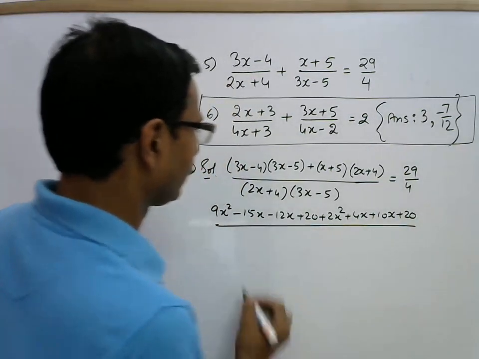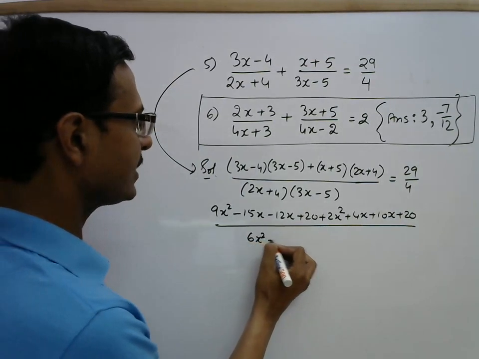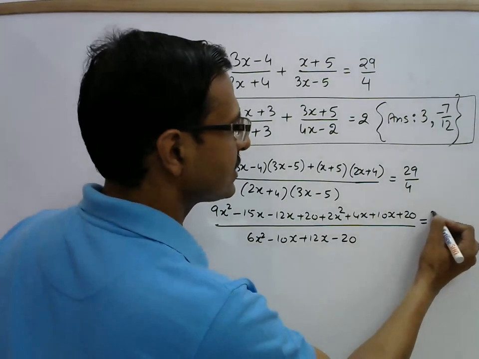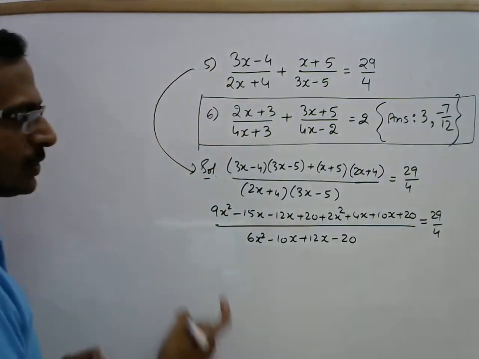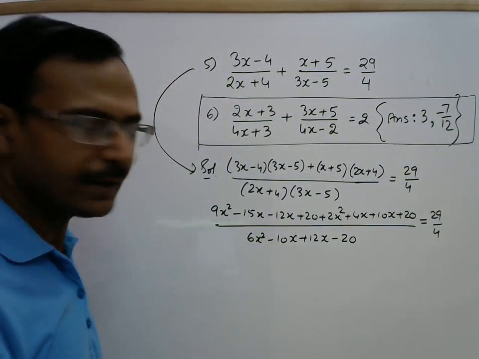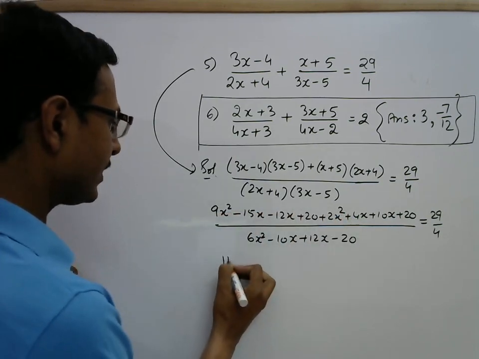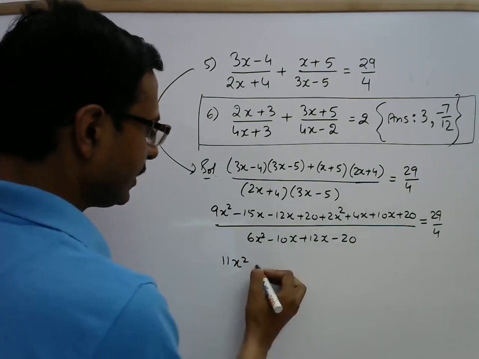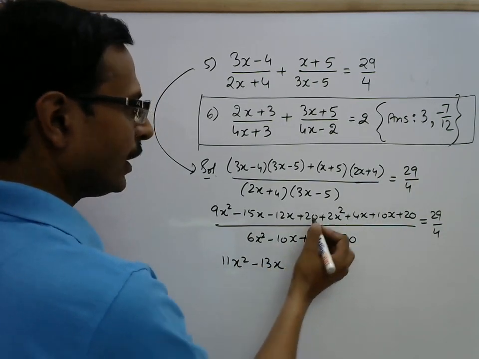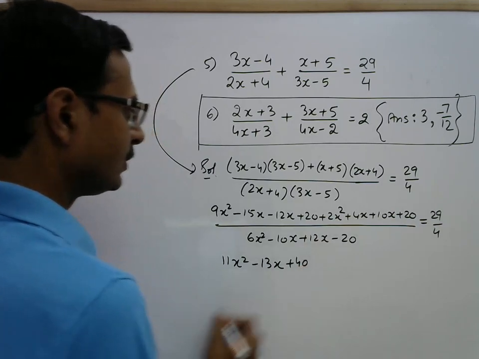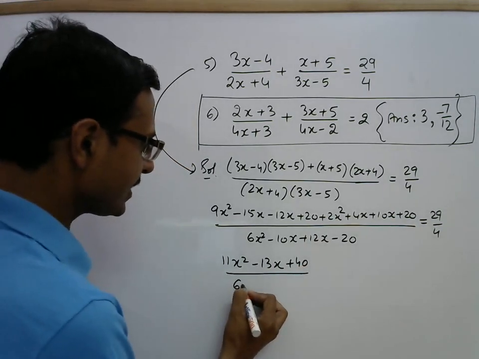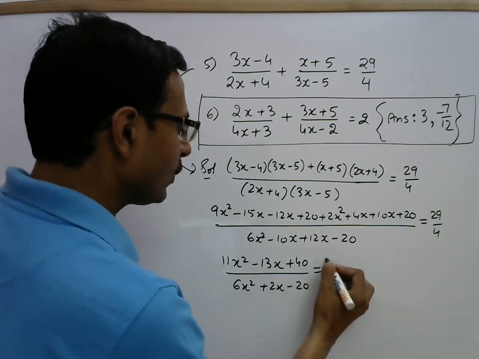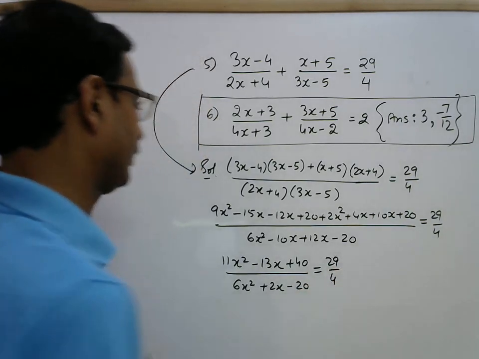upon 6x square minus 10x plus 12x minus 20, and in the RHS you have 29 upon 4. So now convert it into single items. So 9x square plus 2x square is 11x square, minus 27 plus 14 is minus 13, and 20 plus 20 is 40. In the denominator you have 6x square plus 2x minus 20 equal to 29 upon 4.